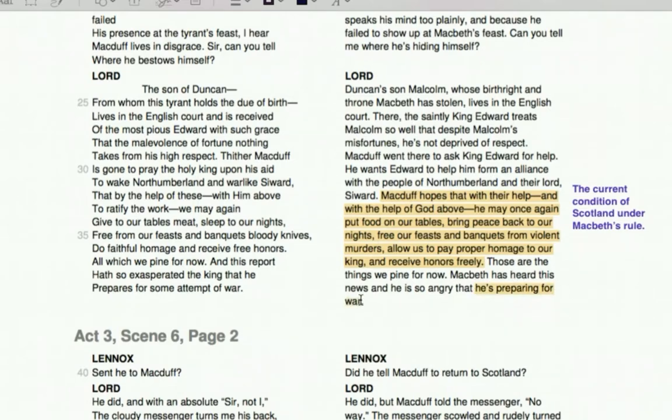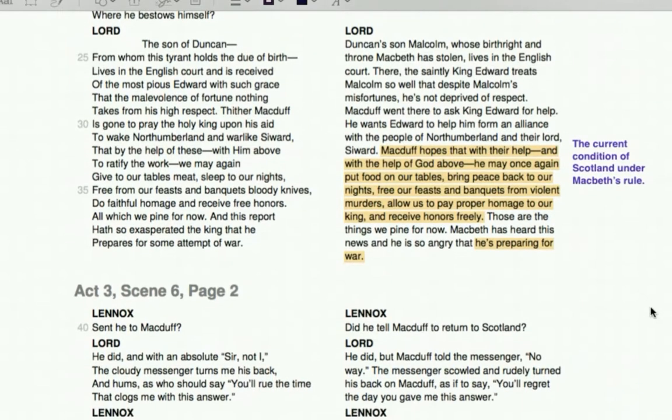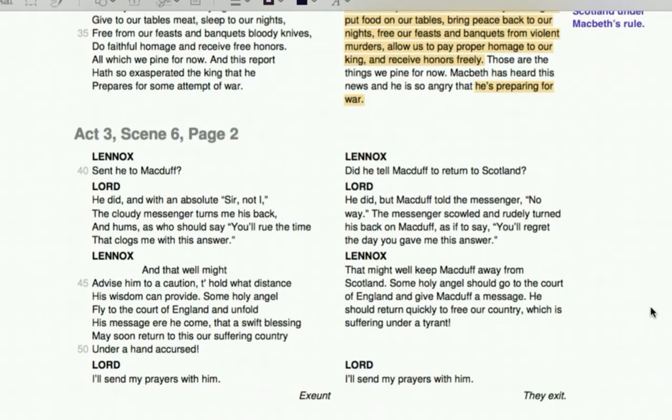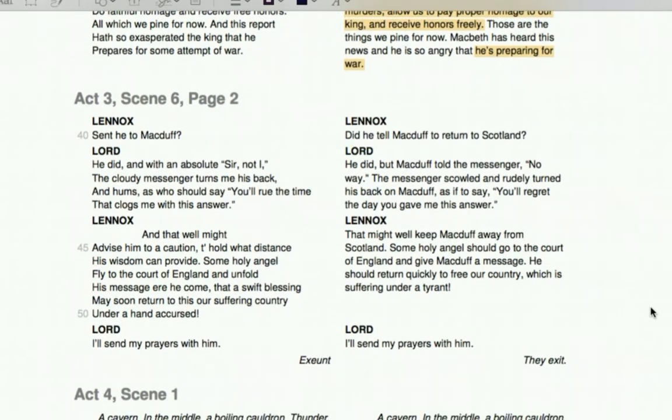And when Duncan died, they were at peace, right? The two wars had been fought and won, and there was no more war. However, this quickly changed now that Macbeth is the king. So take a look at how this scene ends.